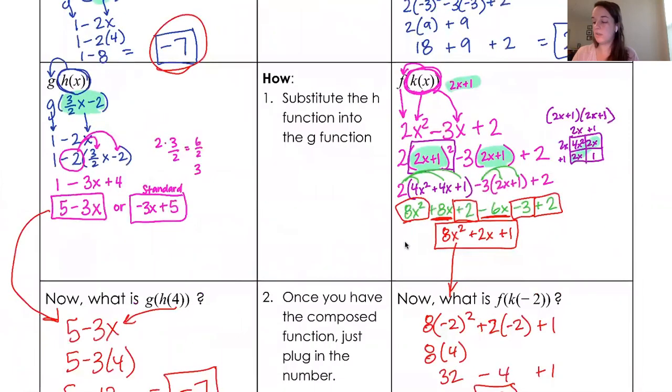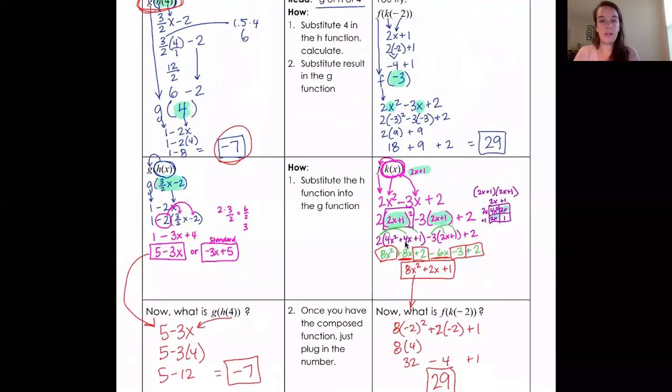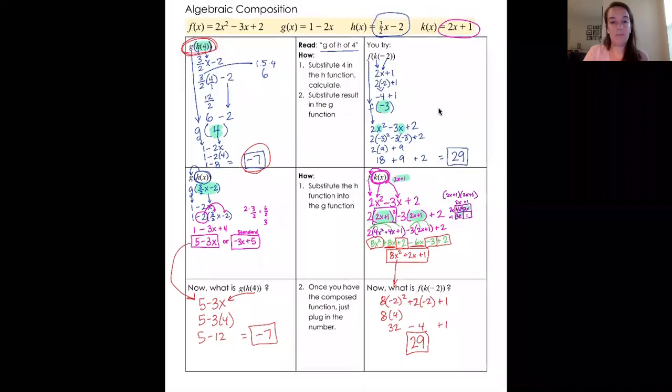So when we're composing, we have two separate methods here. We have the numerical one, which I think is probably easier. If you just have to do the number, you just have to do it one time, this is easier. If you have to do a lot of numbers into the same composed function, it might be easier to compose the functions together first and then plug in the number. So this is algebraic composition.